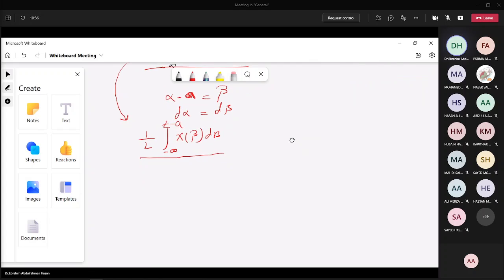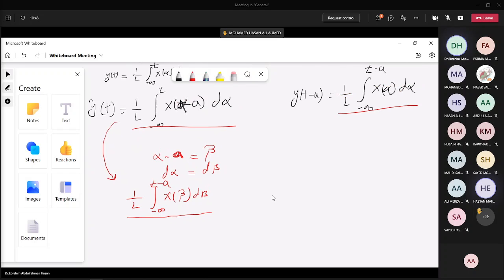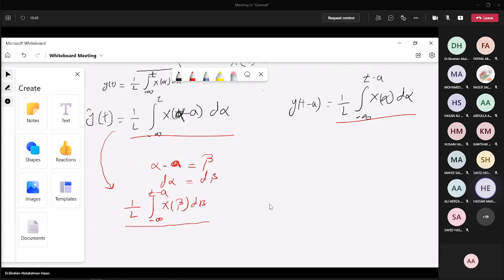أي سؤال قبل ما ننتقل إلى new topic؟ دكتور بس شلون صارت تي ماينس اي؟ نعم؟ شلون صارت تي ماينس اي؟ هذه substitution.